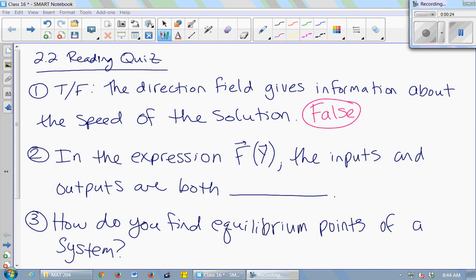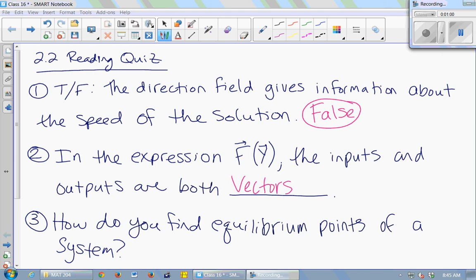Okay, in the expression f of y, with arrows over the f and over the y, the inputs and the outputs are both vectors. So this is a function whose inputs are vectors, meaning it could be two or more numbers, some list of numbers, and the outputs, once the function does its function machine magic, are also a list of numbers. So that was some confusing notation that a few people asked me about in the reading.